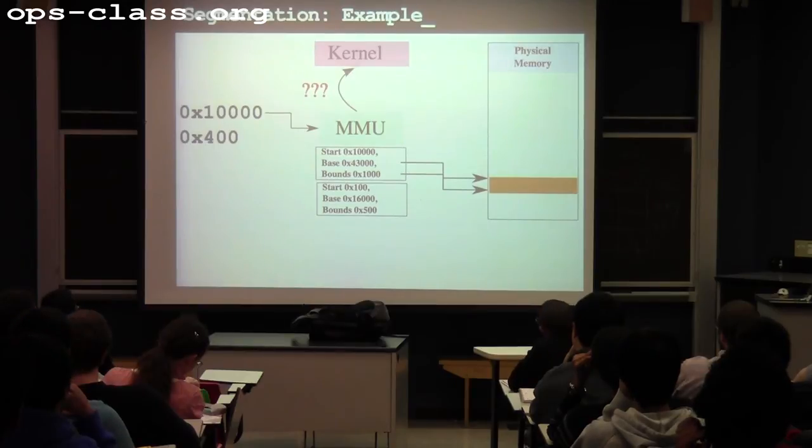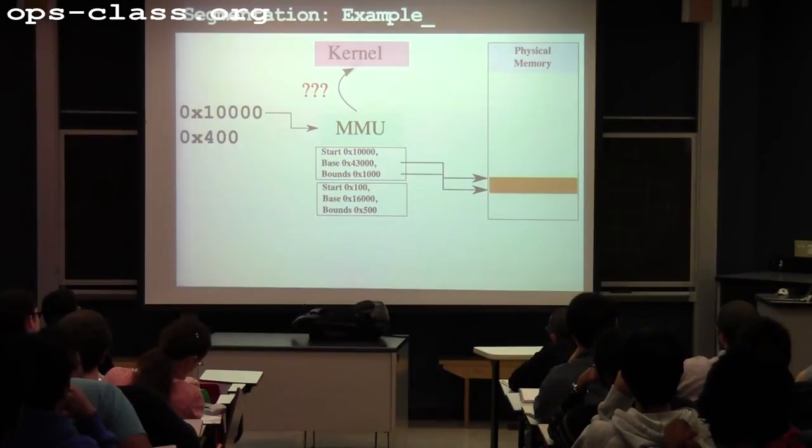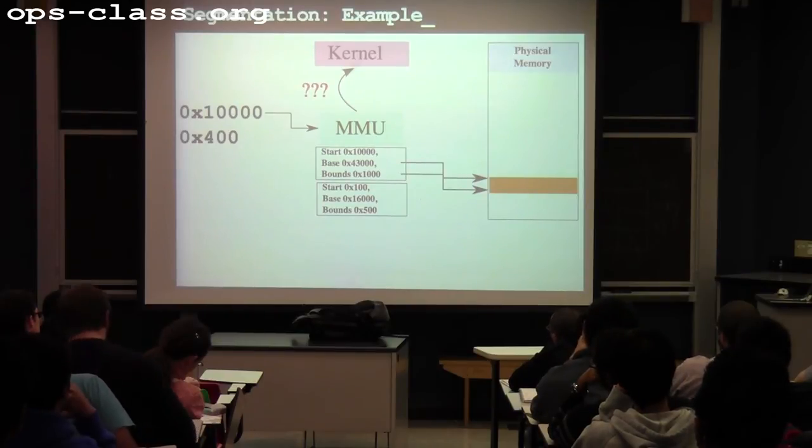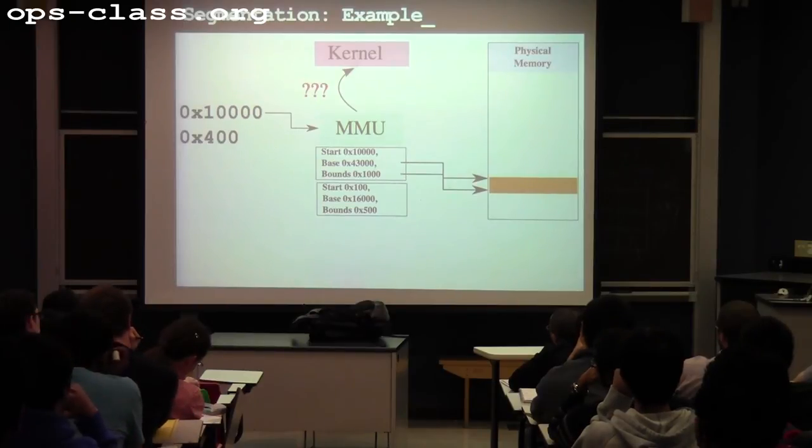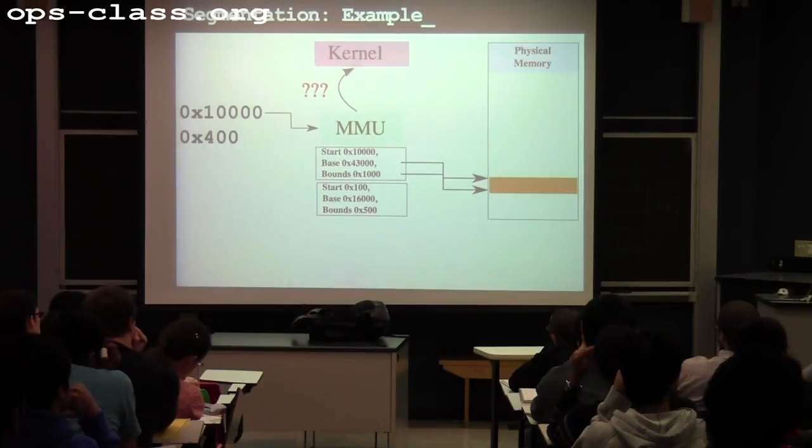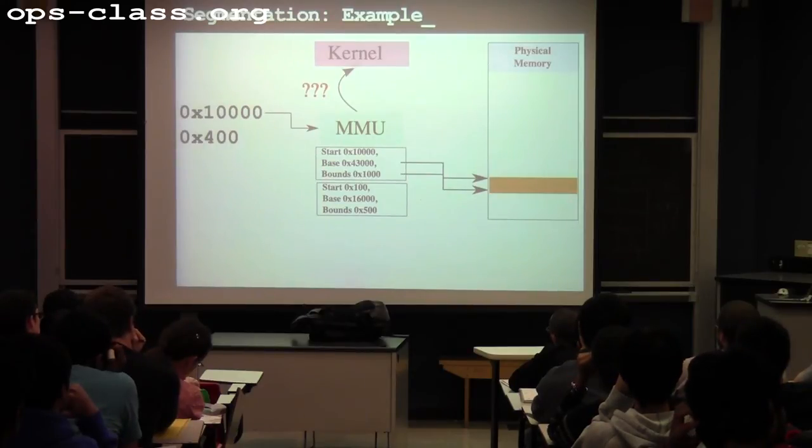OK, so the kernel says, OK, actually, there's another segment down at the beginning of the address space. It starts at virtual address 100, and it has size 500. And the physical address where the segment is currently 16,000. Yeah? Isn't that a different process? No, it's the same process. Why would that be a different process?